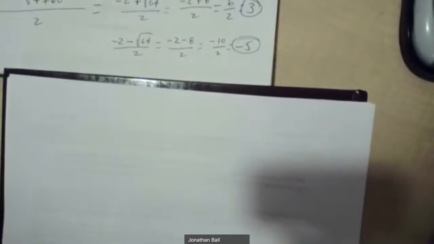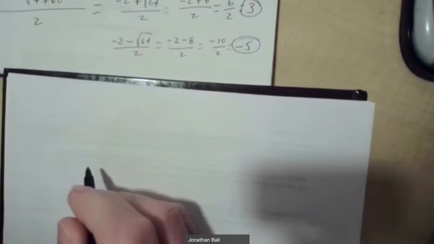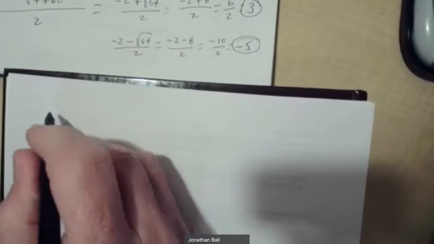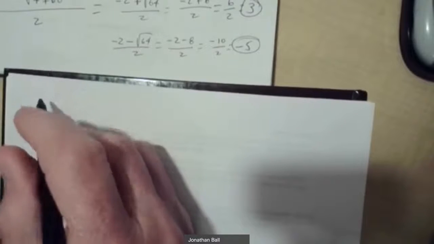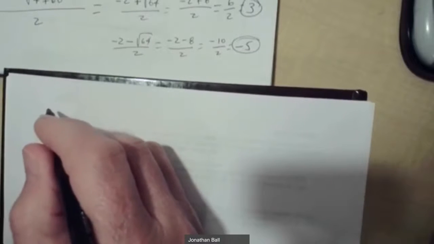Okay, and if you can't factor it for some reason, it's a prime or something like that, what you have to do is use the quadratic formula. Now, the quadratic formula looks absolutely horrible. I cannot remember this formula for some reason.